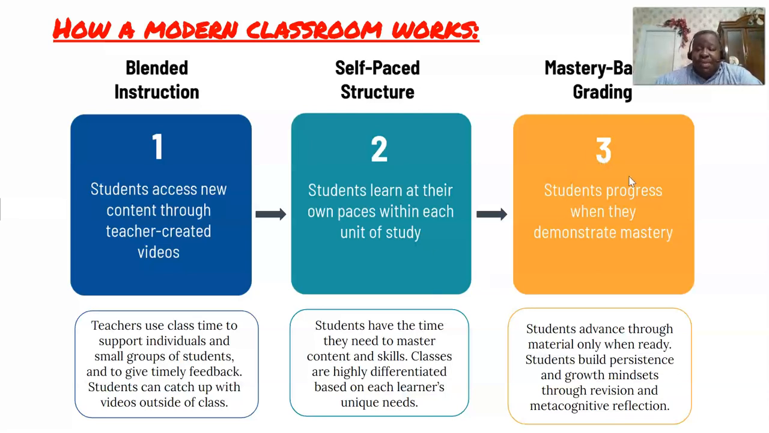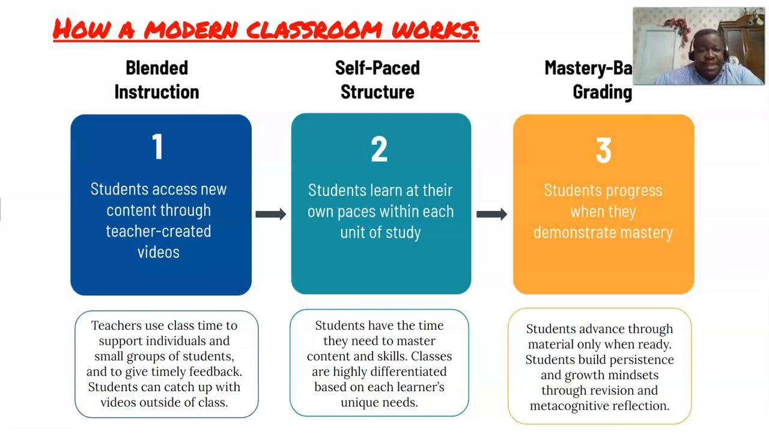The third thing is mastery-based grading. Students progress when they demonstrate mastery. Students advance through material only when they're ready. Students build persistence and growth mindsets through revision and metacognitive reflection. So you'll be asked to do reflections after most of your lessons. And in terms of mastery grading, when you reach 80%, it's going to be a 95 in the grade book. Now, if you do a mastery check and you make 100, then you get 100.